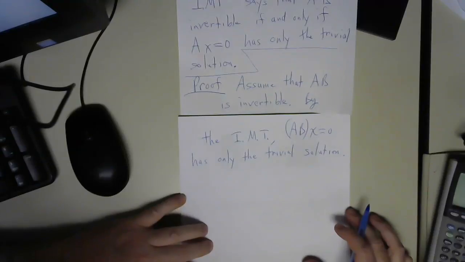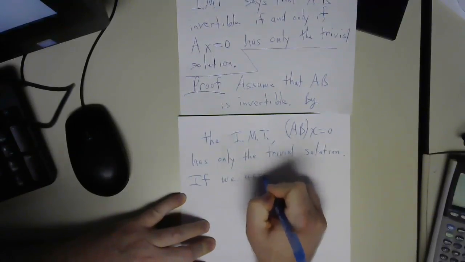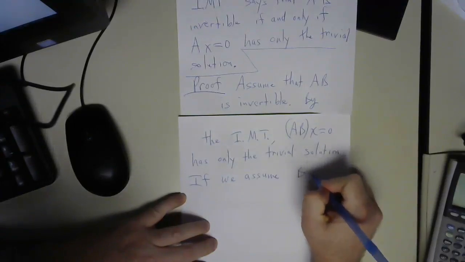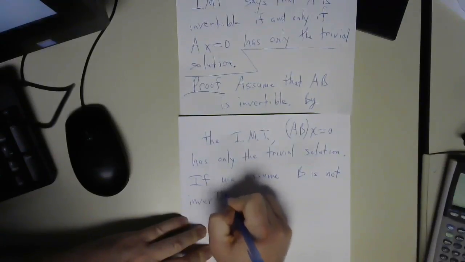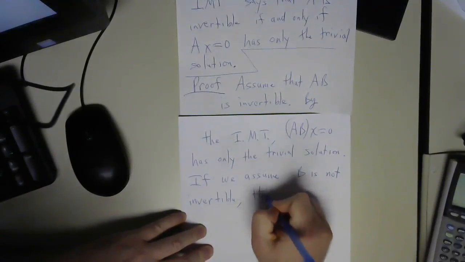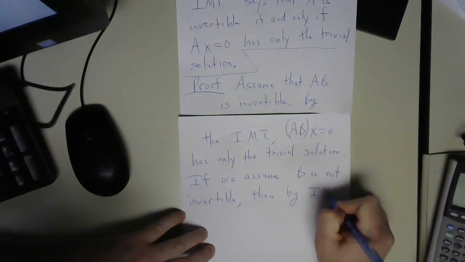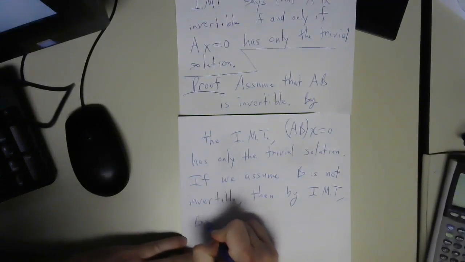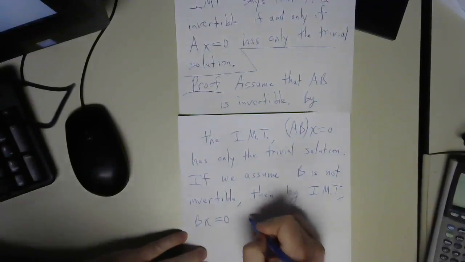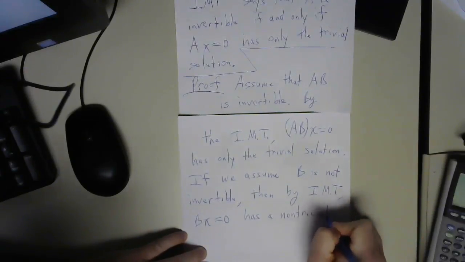Okay, now I think what I'm going to do in this case is prove this by contradiction. So I'm going to assume, if we assume B is not invertible, then by the invertible matrix theorem, Bx equals 0 has a non-trivial solution. And I'm going to show you that you get a contradiction if you make that assumption.